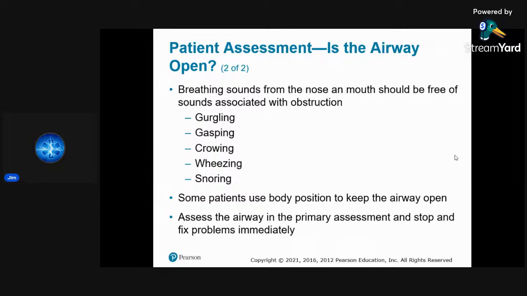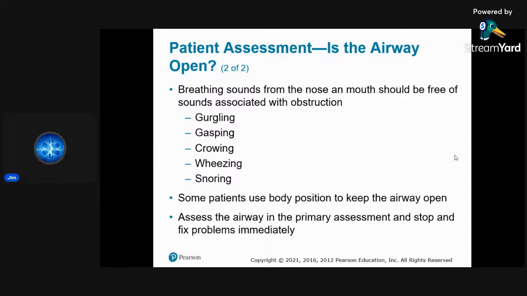So when a human breathes, we shouldn't be able to hear sound, right? Normally. If they're sleeping, yes, it could be snoring, which is muscle tone or whatever. But in an adult human being, we shouldn't be able to hear it. We definitely don't want to be hearing a gurgling, gasping, crowing, wheezing, or snoring, right?